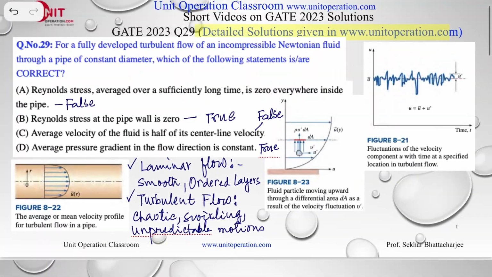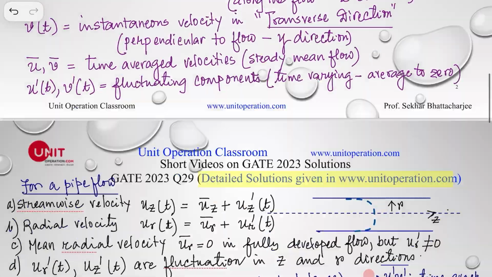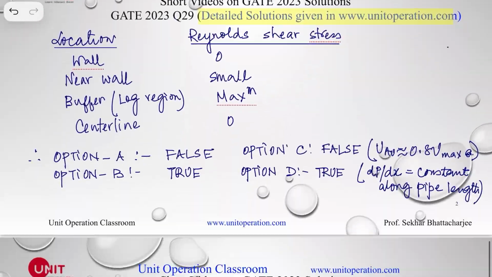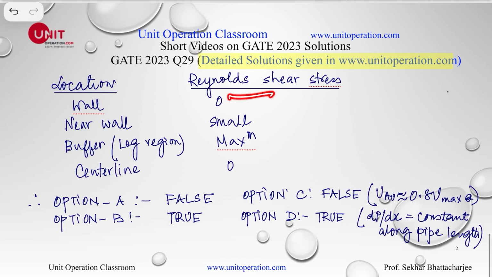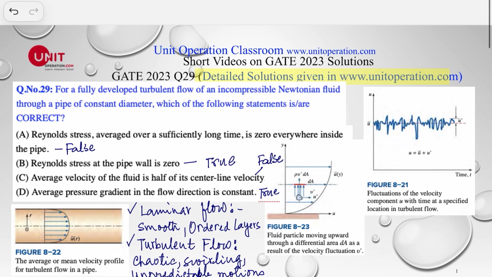Okay, the first option says the time average over a sufficiently long time is zero everywhere inside the pipe, and as we can see, that's not true. At the wall it's zero, at the center line zero, but here these are not zero. So option A is false. Let's look at option B. Reynolds stress at the pipe wall is zero, and we have looked at that, that is of course true.